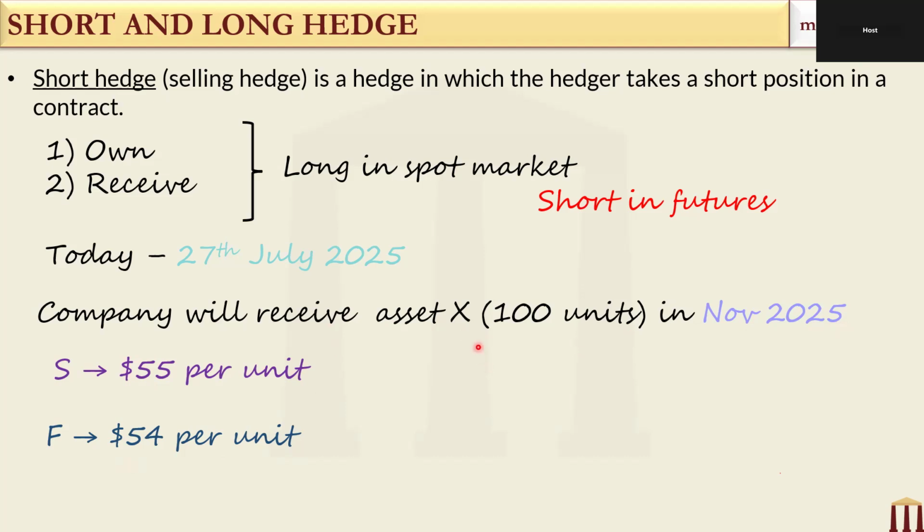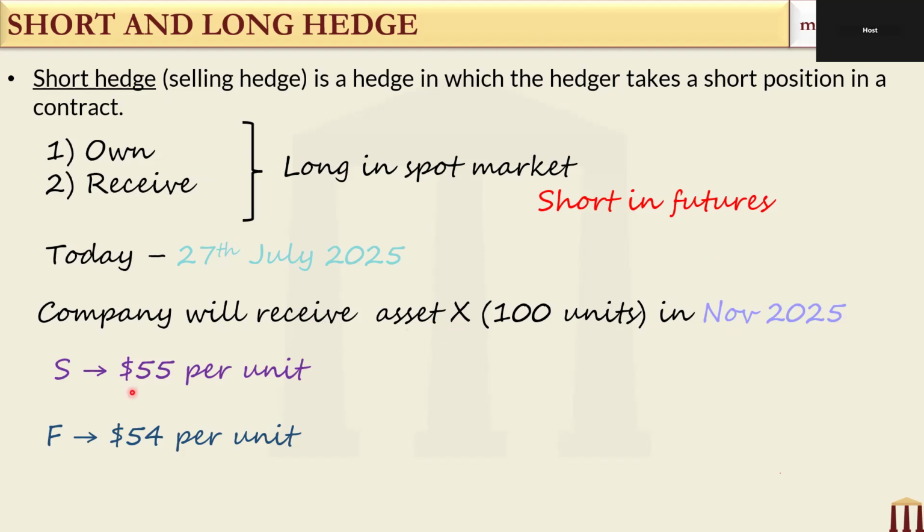Now, first tell me whether the company is long in the spot market or short in the spot market. Based on the scenario, it is going to receive asset X. Long with respect to asset X, correct. It is long in the spot market. So if the company is long in the spot market, it has to go short in futures to hedge its risk. And the risk is that the price of asset X might fall after some time.